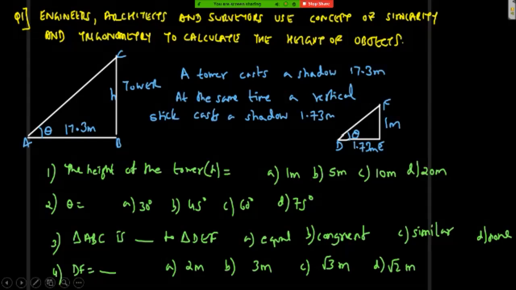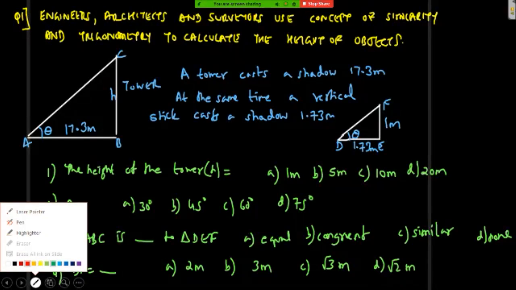The question says a tower is casting a shadow 17.3 meters long, and at the same time a vertical stick casts a shadow 1.73 meters long. What is the height of the tower? Here we need to understand what type of triangles these 2 triangles are. These are similar triangles, right? How do we know that they are similar?